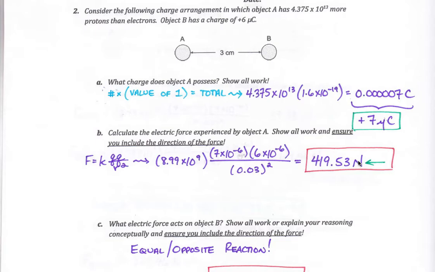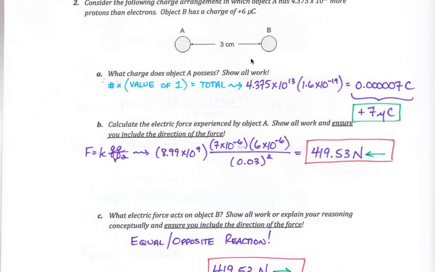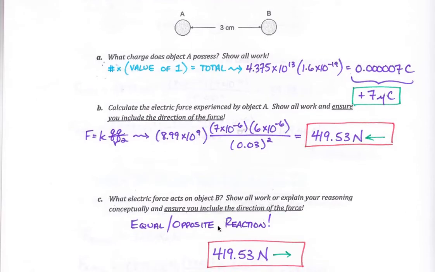The fact that it comes out positive tells me it is a repulsive force. So I just look at A and say if B is repelling, A will get repelled to the left. So that's why I've drawn a leftward directed arrow to represent the force of B acting on A. For C, I could certainly plug all the same numbers in and get the same value, or I could quite simply use Newton's third law. If B pushes A to the left with 419.53 newtons of force, the equal and opposite reaction would be that A pushes B with 419.53 newtons in the other direction. Equal in value, opposite in direction.